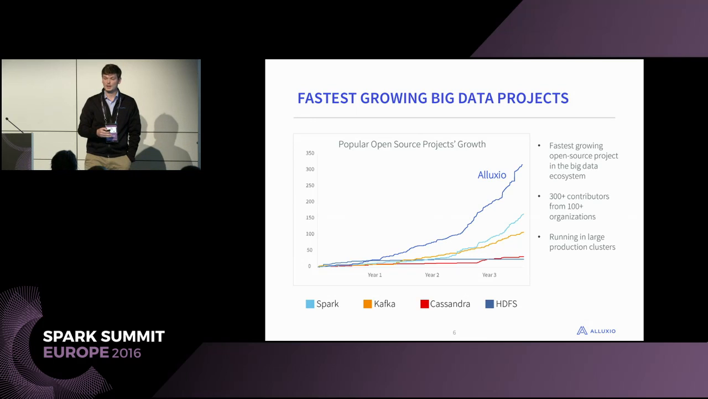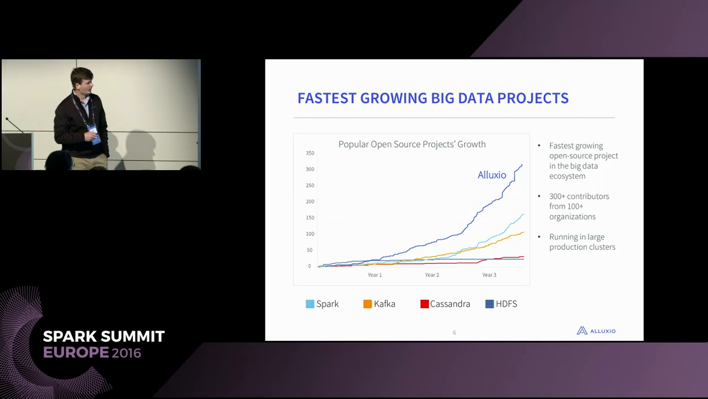Now, if we contrast that to Alluxio's community growth, you can see that Alluxio, from its inception in late 2012, has actually grown even faster than Spark. As a matter of fact, it has amassed over 300 contributors and has been adopted by over 100 organizations, making it one of the fastest growing open source projects with deployments in large production clusters.